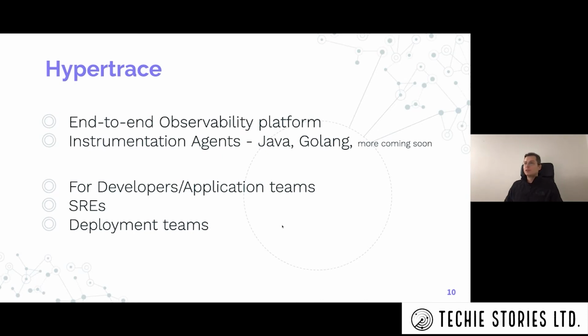Hypertrace is meant to be used by developers, application teams, SREs, or deployment teams. So for example, as Hypertrace has a concept of service, as we will see in a minute, it's able to compare the performance against multiple versions of the same service.